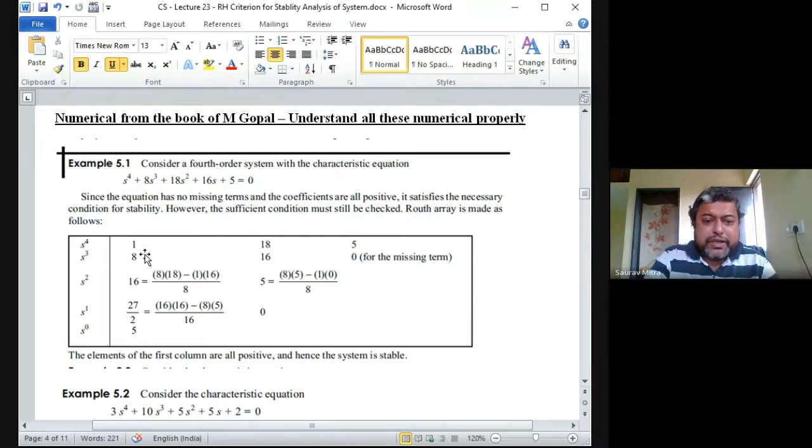Okay, so the first two lines we will get from the equation. Whatever the even polynomial and the odd polynomial coefficients are, we get the first two lines in the RH criterion.